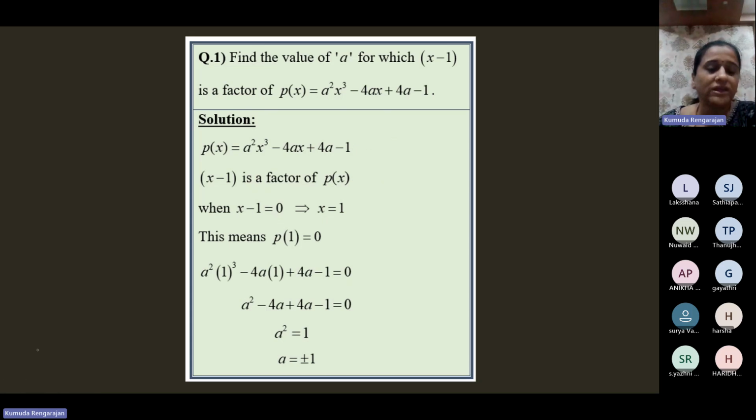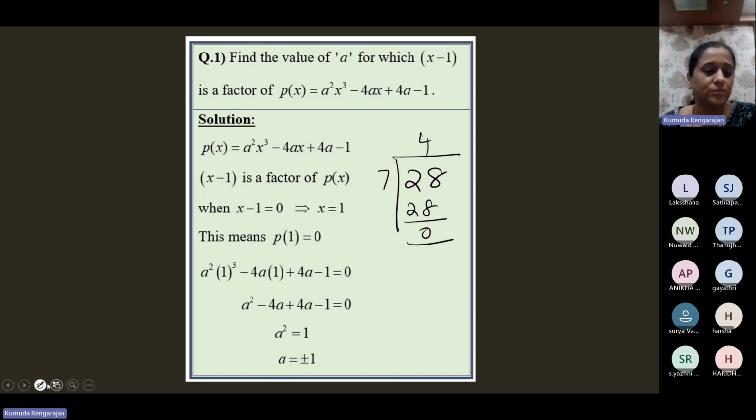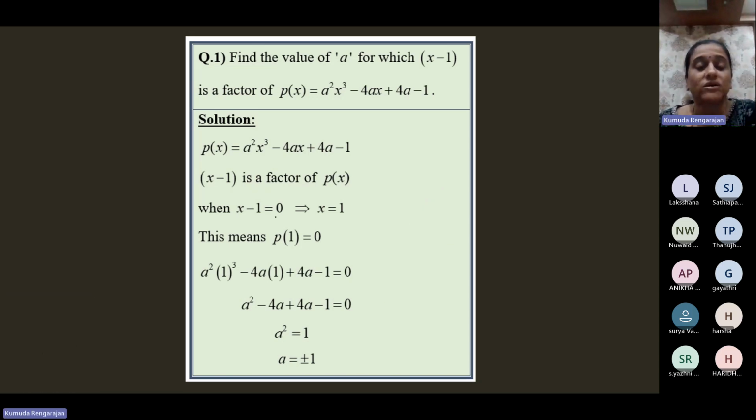Now, what do you think will be the remainder when you divide a polynomial by its factor? The remainder is 0. Whenever you divide a polynomial by its factor, the remainder has to be 0, right? When you divide 28 by its factor 7, 7 fours are 28, remainder 0. So the remainder on division will be 0 because you're dividing the polynomial by its factor.